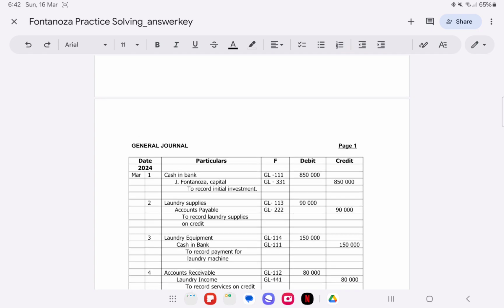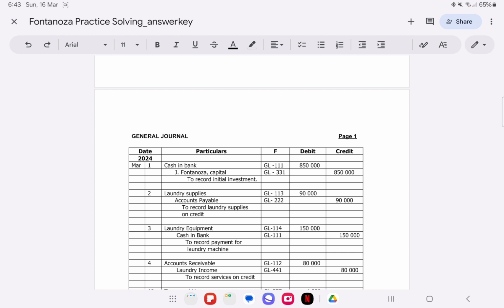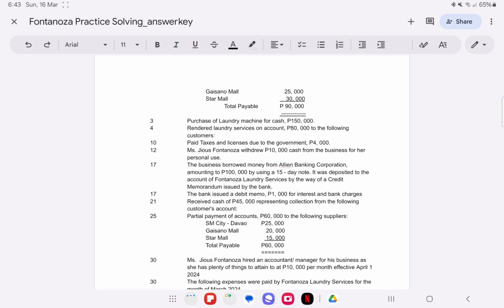March 4, accounts receivable debit GL 112 80,000, and laundry income GL 441 80,000, to record services on credit. Skip one row and proceed to transaction number 10. Paid taxes and licenses due to the government, 4,000 pesos. So what's your analysis? You're going to pay for your taxes and licenses.